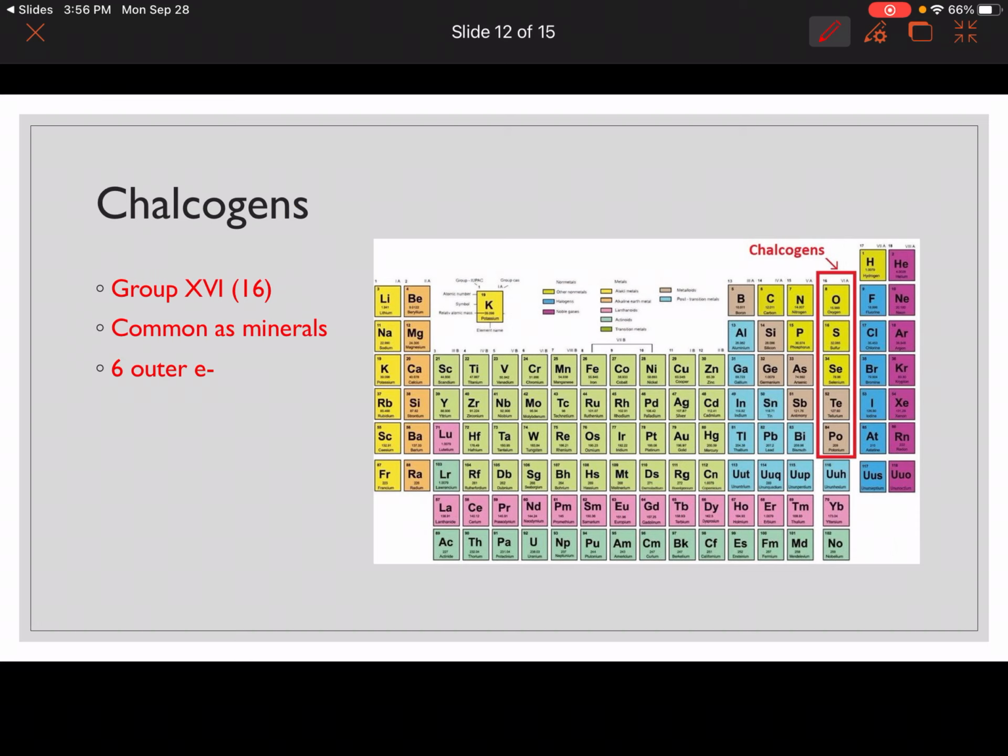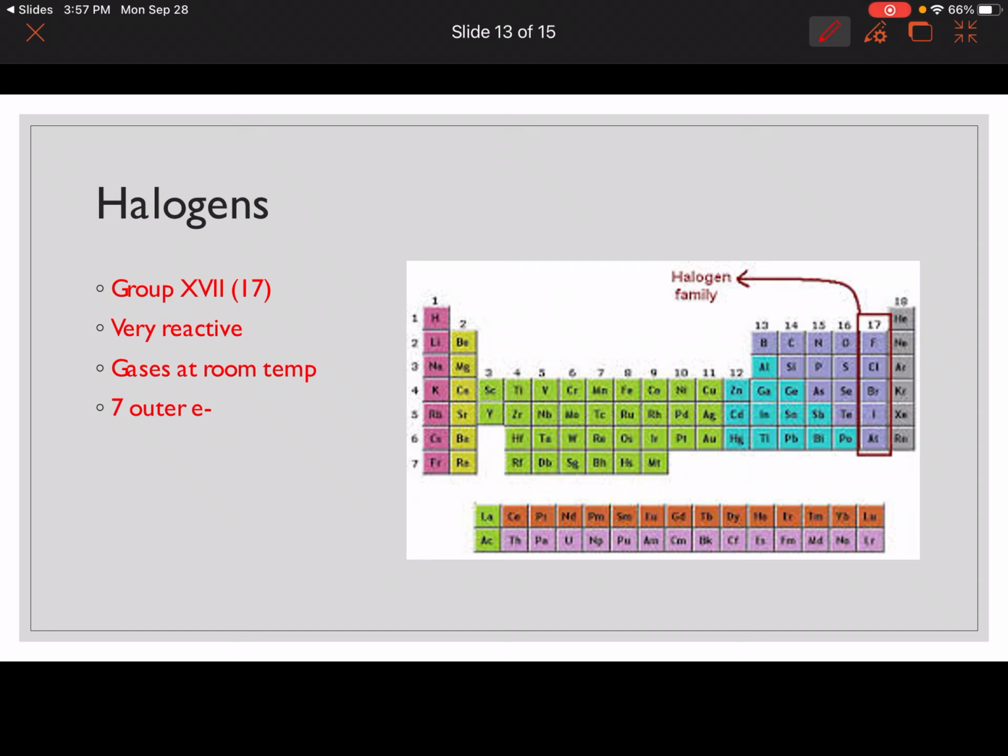Now the chalcogens over here, some people want to call it chalcogens, but you know it's not chemistry, it's chemistry. So you say it with a hard C here. So the chalcogens include the oxygen family here. So we've got oxygen, sulfur, selenium, tellurium, and polonium. So these ones are the chalcogens here. Okay, so they're group 16. They're common as minerals, so you find them in the earth, and they will all have 6 outer electrons or 6 valence electrons.